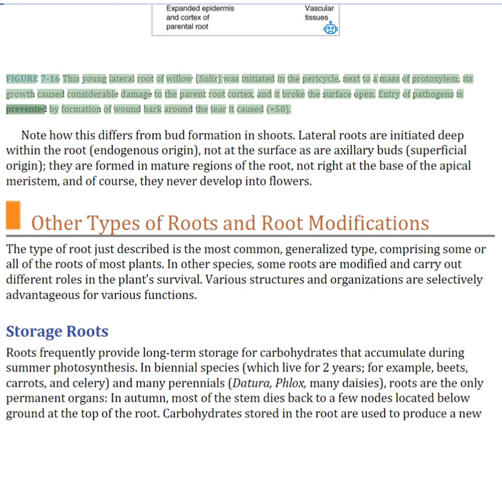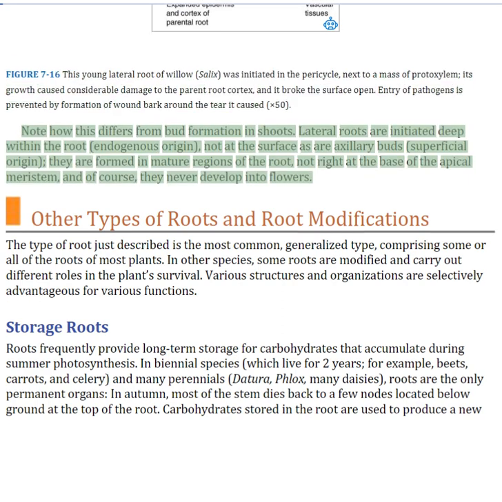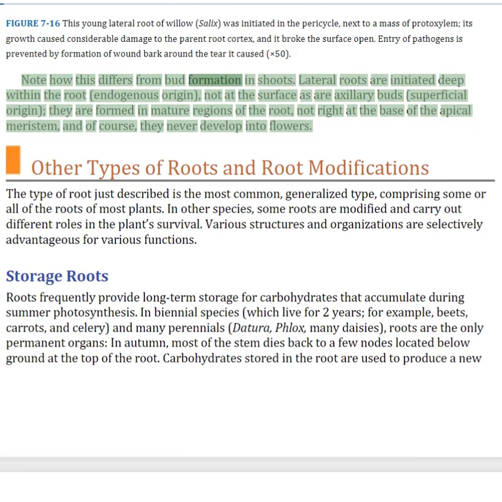Entry of pathogens is prevented by formation of wound bark around the tear it caused. Note how this differs from bud formation in shoots. Lateral roots are initiated deep within the root, not at the surface as are axillary buds. They are formed in mature regions of the root, not right at the base of the apical meristem, and of course, they never develop into flowers.